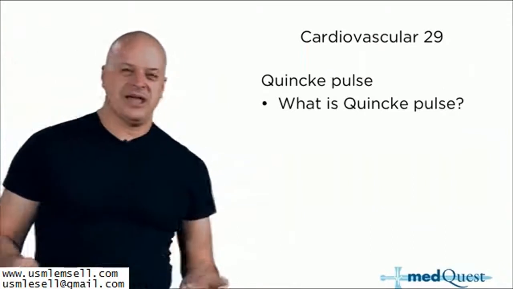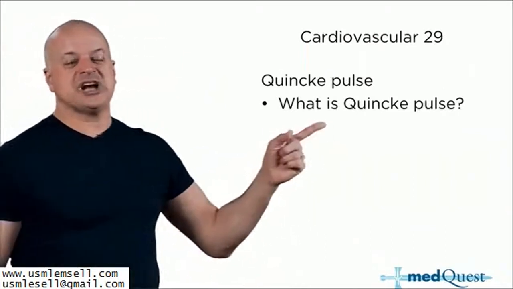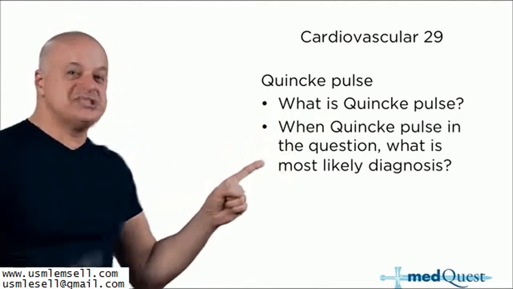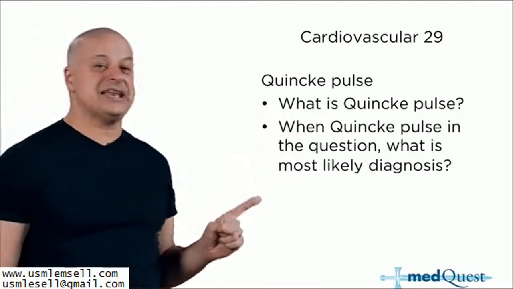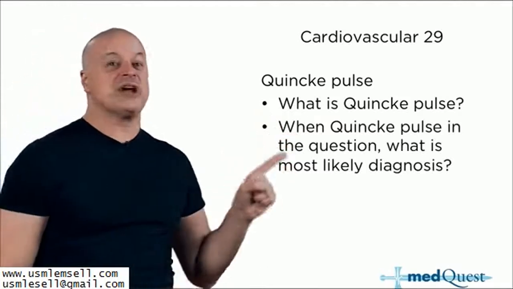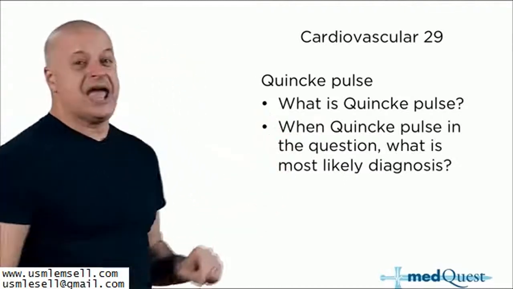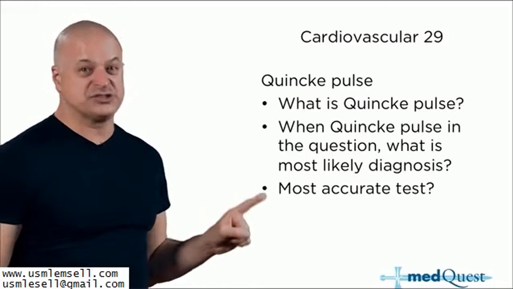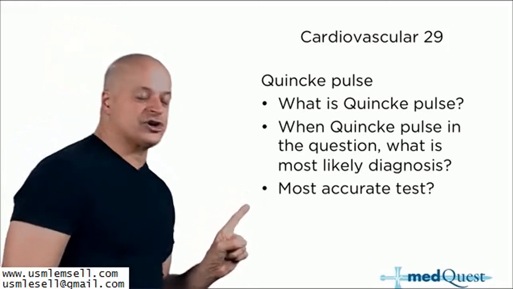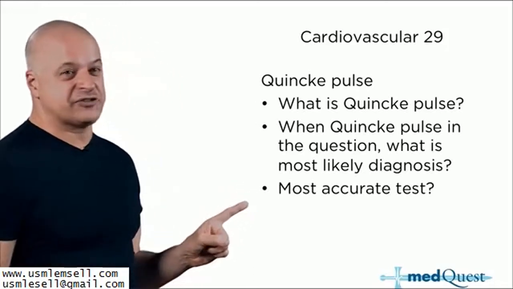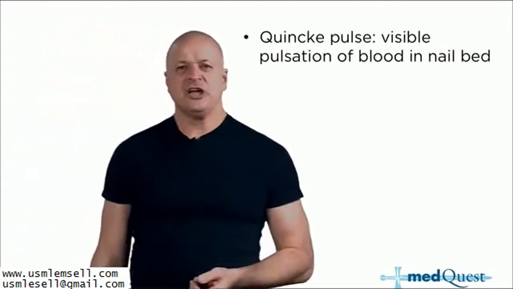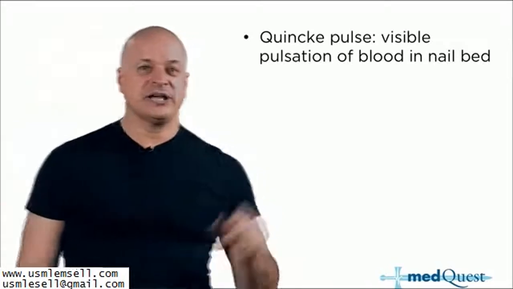Quinky's pulse is a sign of aortic regurgitation, aortic insufficiency. When you see it in the question, your answer is to get an echocardiogram to look for aortic regurgitation, and this person automatically needs that valve repaired or replaced. Echo first, transthoracic first, transesophageal best. Beautiful picture of Quinky pulse for aortic regurgitation, aortic insufficiency.